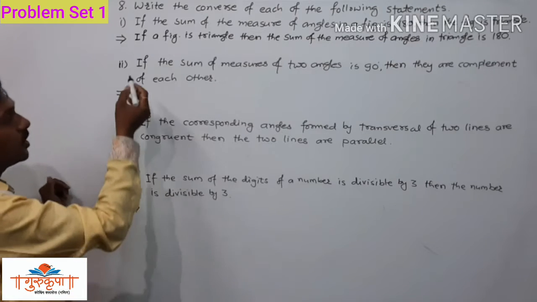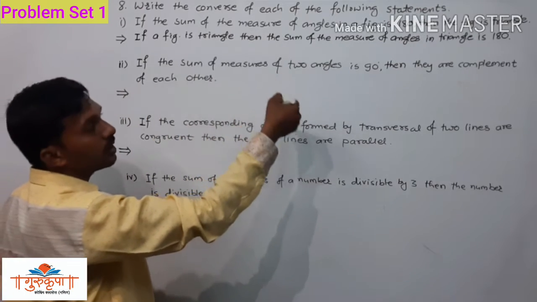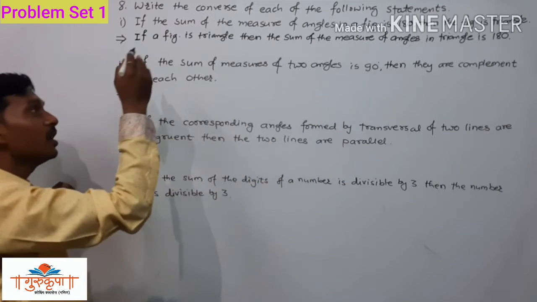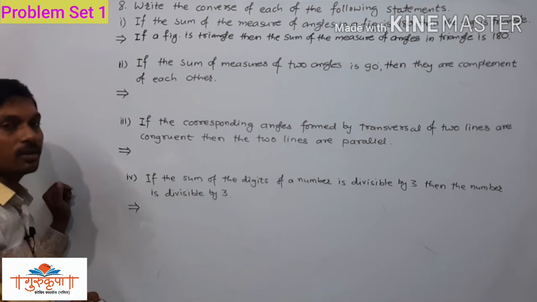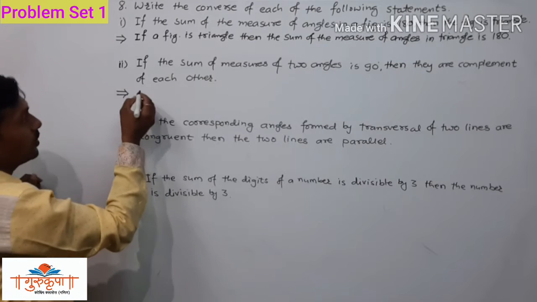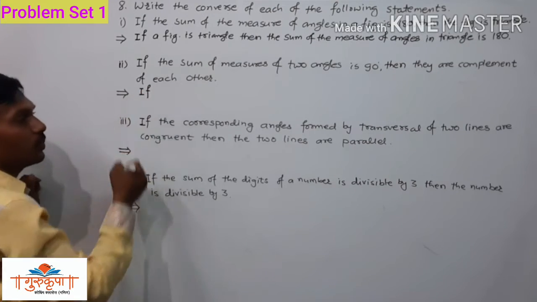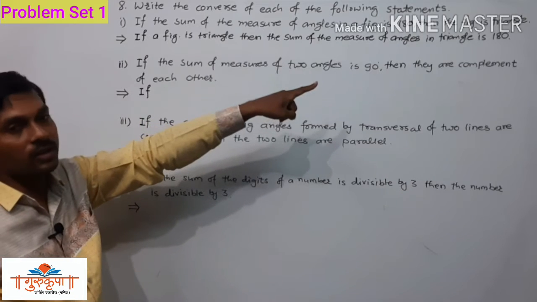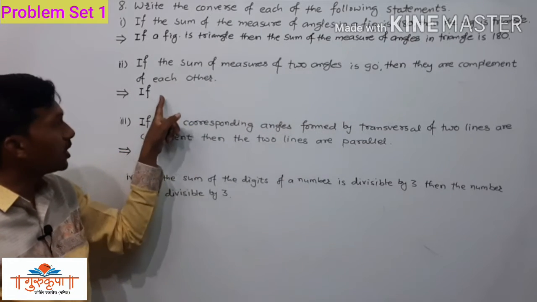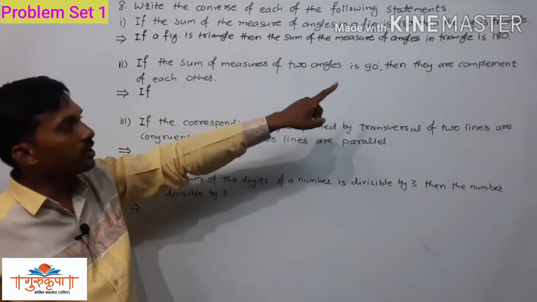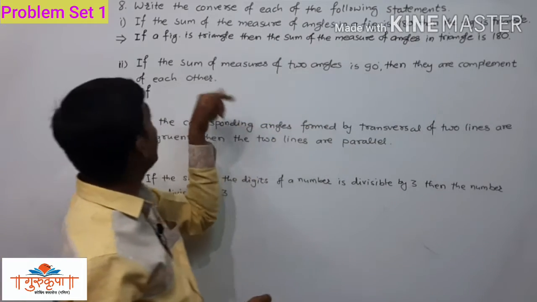Now we have the second statement. If the sum of the measure of two angles is 90 degrees, then they are complements of each other. Now here we write if. After if, what do we have to write? The part which is after then. Here we have to write the consequent of the conditional statement: they are complements of each other.